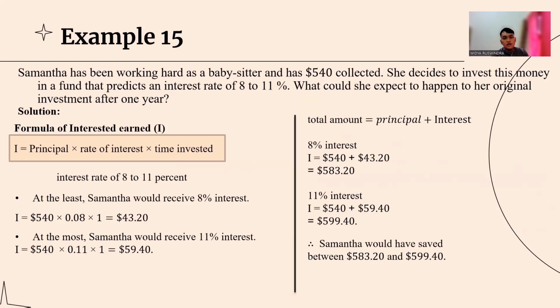Okay. In conclusion, what could she expect to happen to her original investment after 1 year? Samantha would have saved between $583.20 and $599.40.